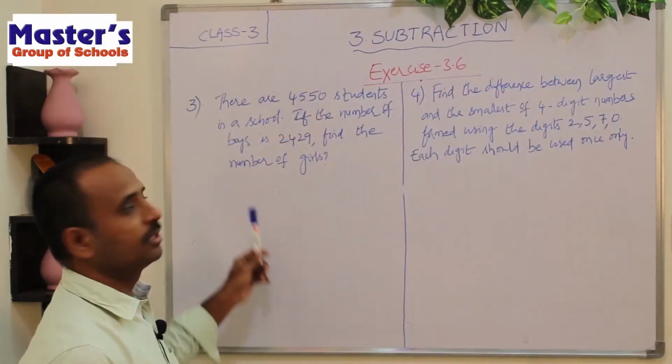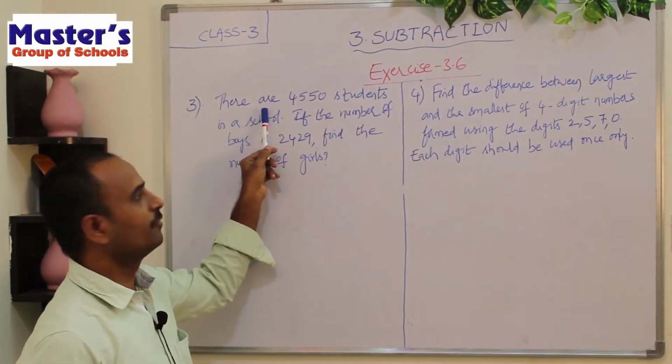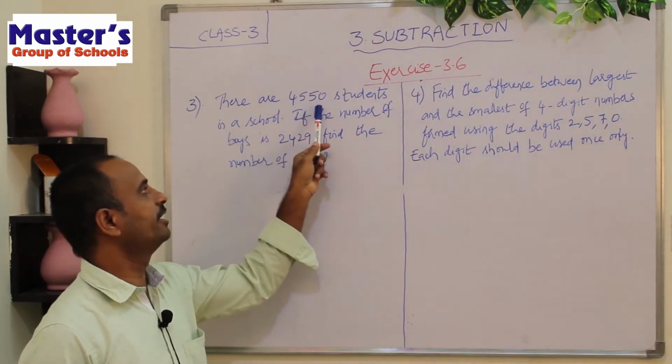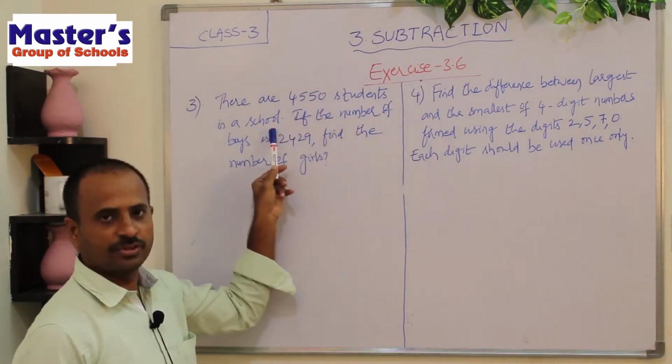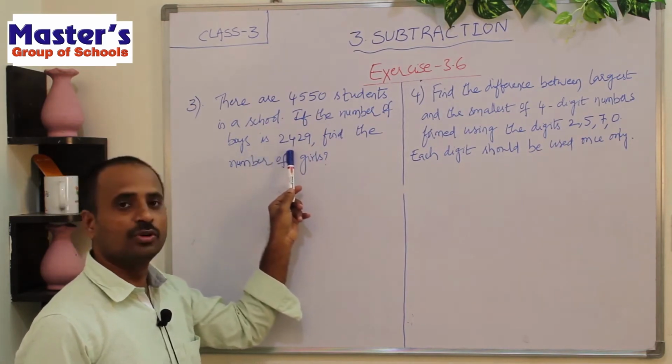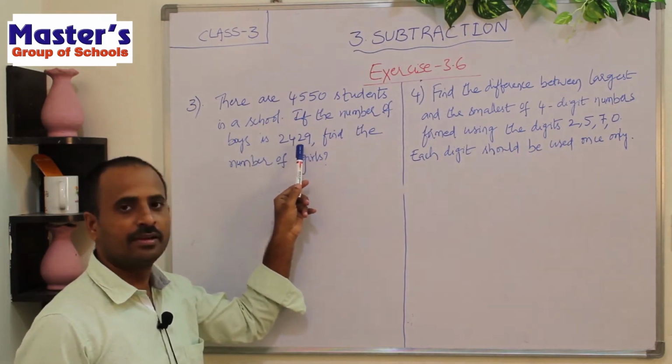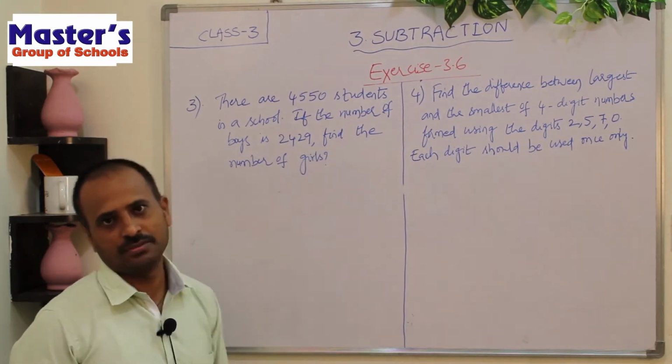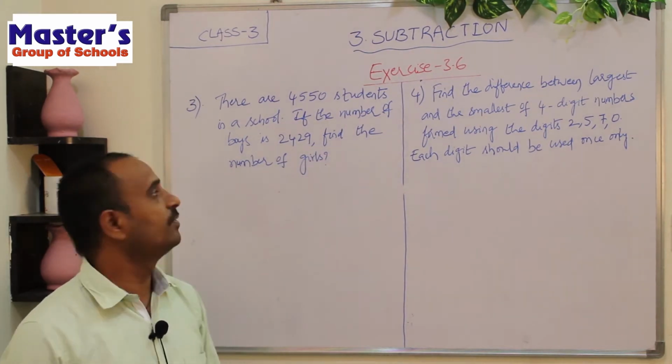So the third problem is: there are 4,550 students in a school. If the number of boys is 2,429, find the number of girls. So children, read the problem once again.